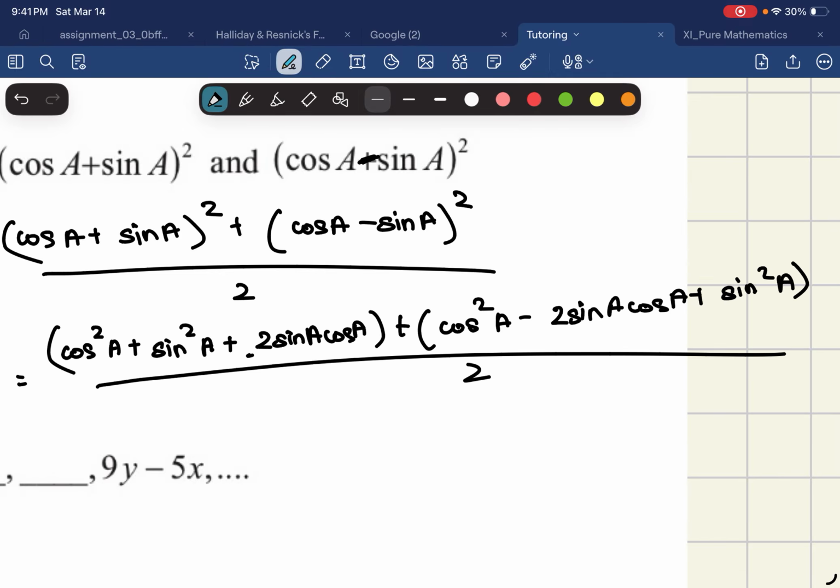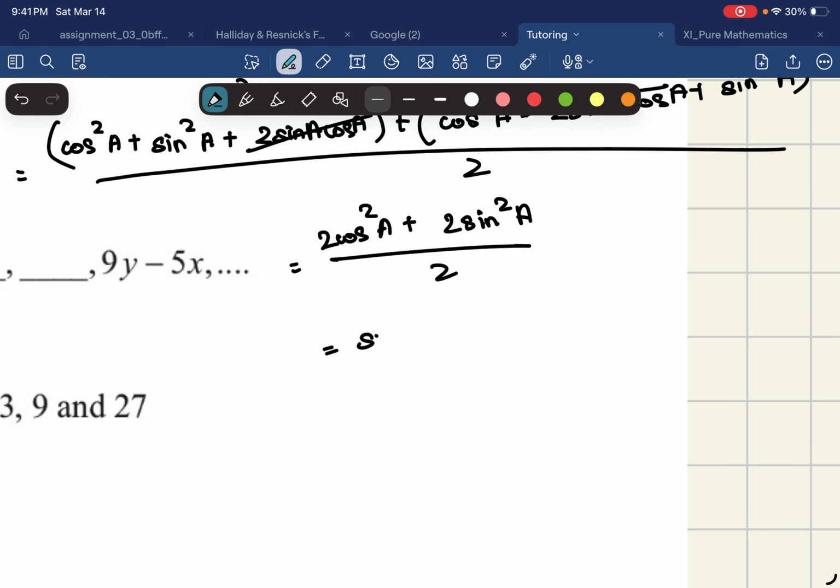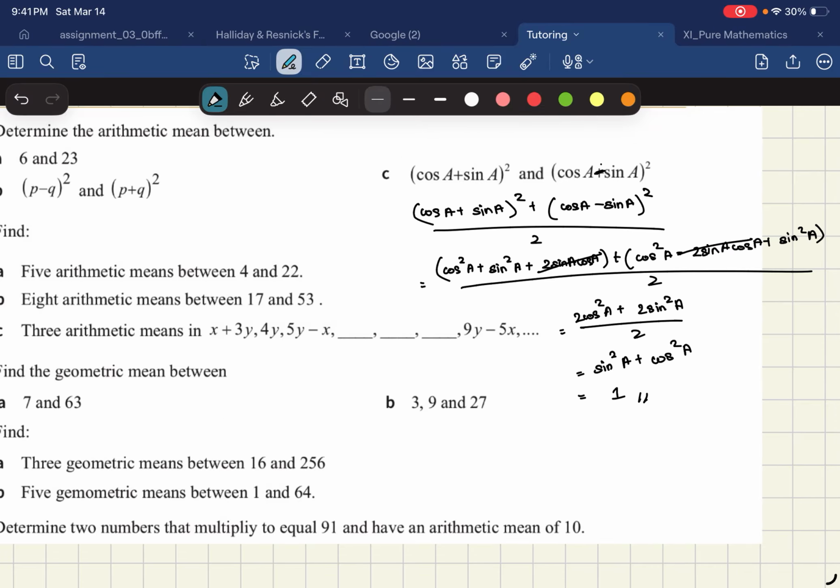Now, plus 2 sin A cos A minus 2 sin A cos A are going to cancel out. And you have 2 cos squared A plus 2 sin squared A divided by 2. And when you simplify, you get sin squared A plus cos squared A. And sin squared theta plus cos squared theta is always 1. So that should be your answer, but I think this is a typo. This should be a negative sign here.